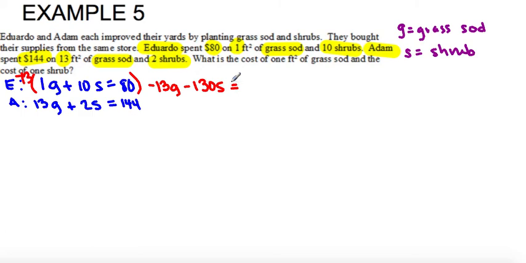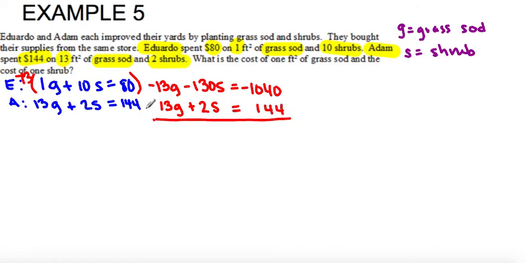And then -13 times 80 is -1040. And the bottom equation just gets rewritten as it is. Okay, so now we can add our 2 equations together. -13G plus 13G are inverses, so they eliminate. And then -130S plus 2S is -128S.